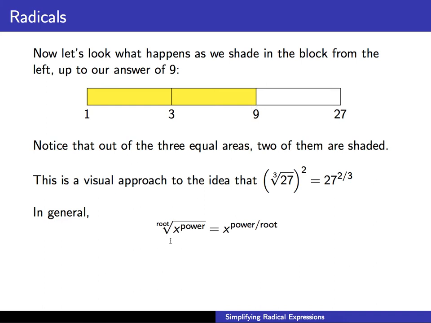So in general, whatever root we take of something raised to a power, the fractional exponent of that is the radicand raised to the power over root. So for instance, the cube root of 27 being squared is 27 to the second power over the root of 3. So 27 to the power is 2, the root is 3.